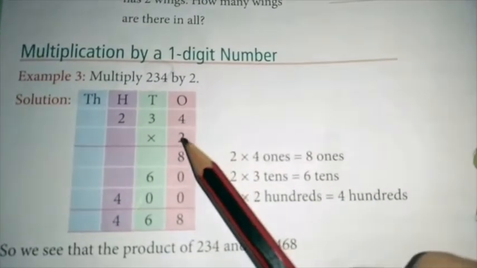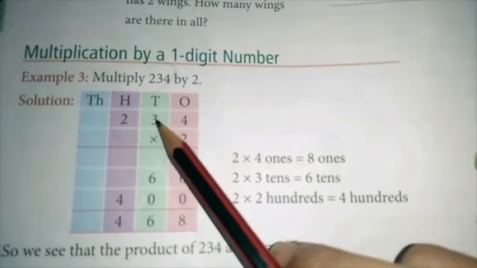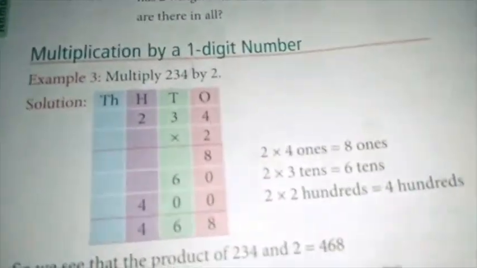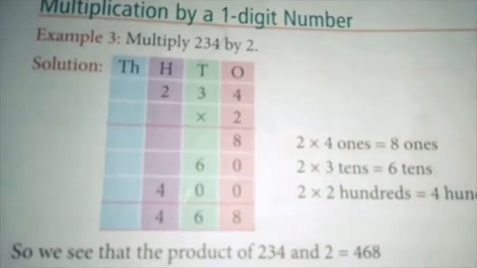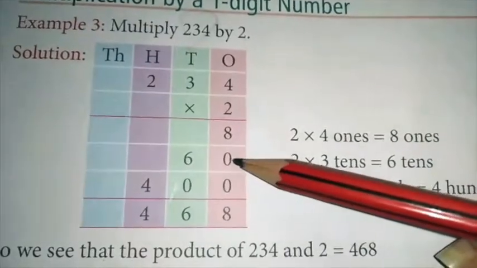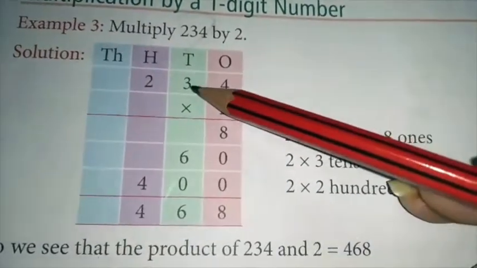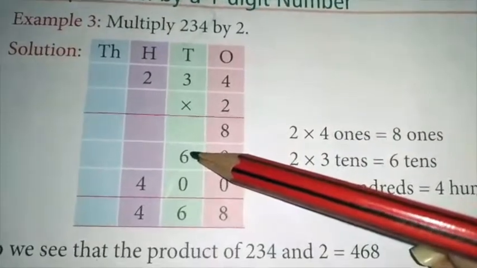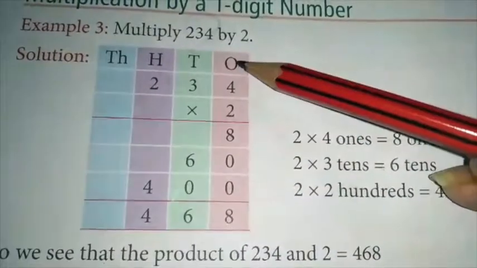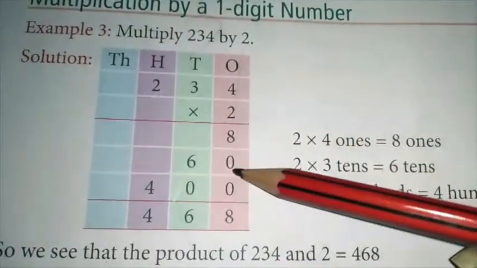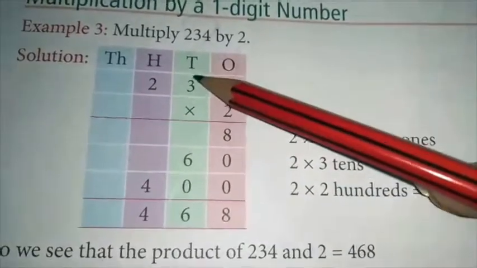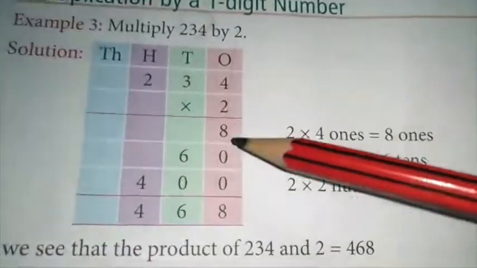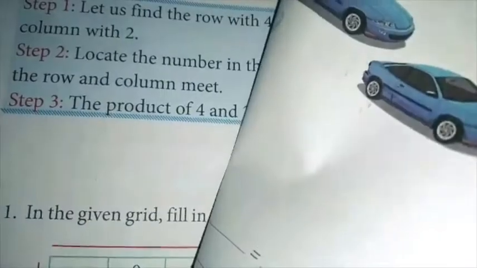Now, the second step is you have to multiply 2 with the tens place, that is 3. So you put a 0 and then you multiply 2 into 3, that is 6. Why do you put 0? Because you are not multiplying with the ones in the second step. You are only multiplying with the tens place. So in the ones place, you write 0.